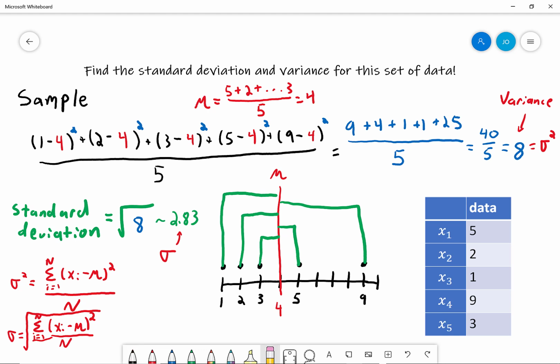Well, a few things we need to change notationally. Number 1, mu needs to become x bar, because now this is the mean of a sample and not the mean of a population. So I'll change this to x bar as well.